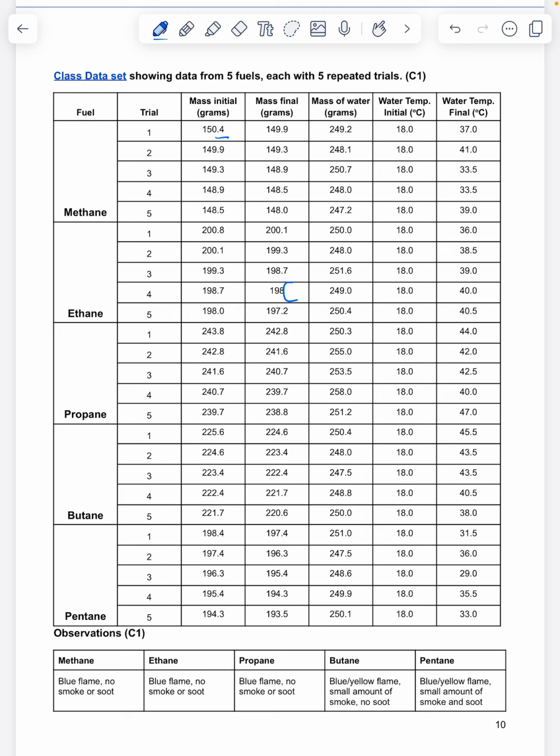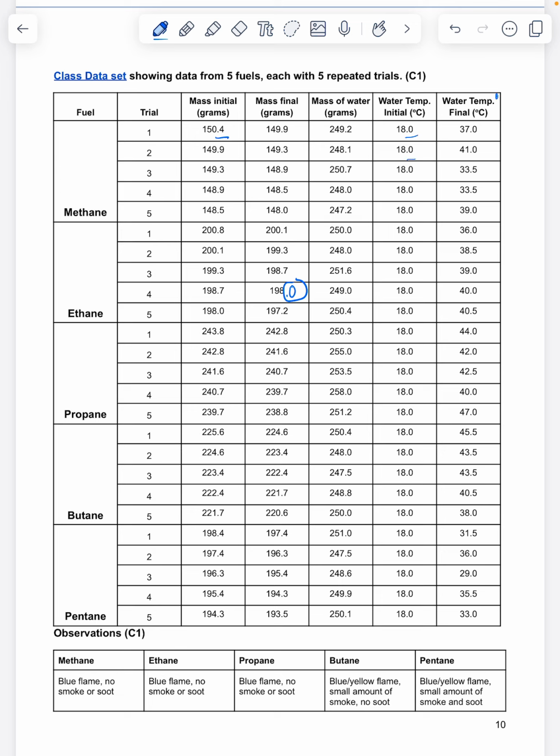Oh, no, there's a mistake. Okay, so this should say 198.0. So that's a little detail to watch for that really shows that you're paying attention to the details. Again, when we're looking at temperature, we can see that all the temperatures are recorded to the same decimal place.